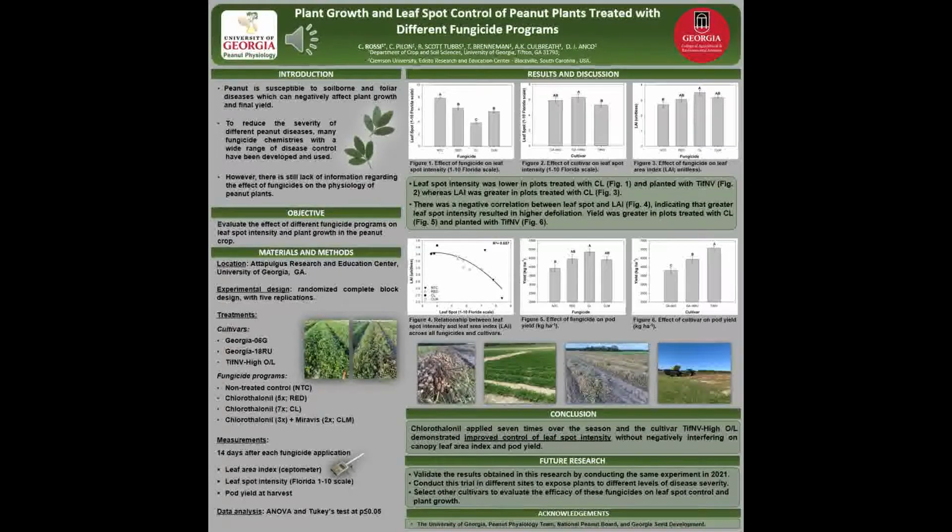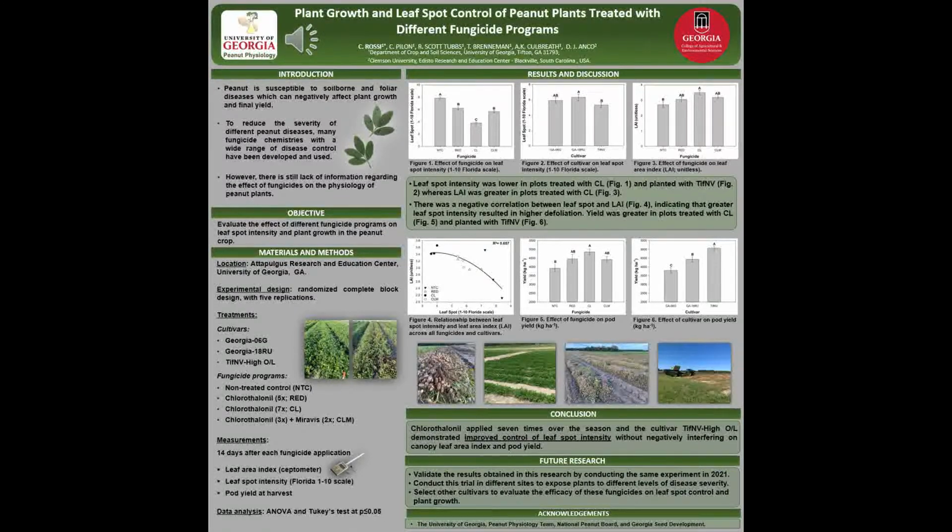The results indicated greater severity of leaf spot in plots planted with Georgia 18RU, followed by Georgia 6G, and lastly TifNV-High O with the lowest intensity. Consequently, leaf area index was greater in plots treated with these fungicides due to less defoliation, as we can observe in figure 3. This graph, in fact, represents the effect of fungicides on leaf area index.